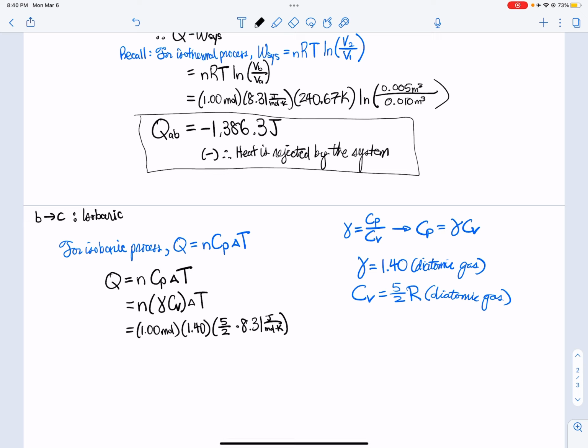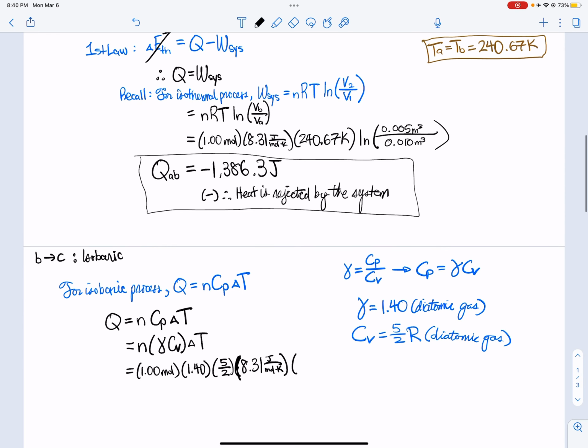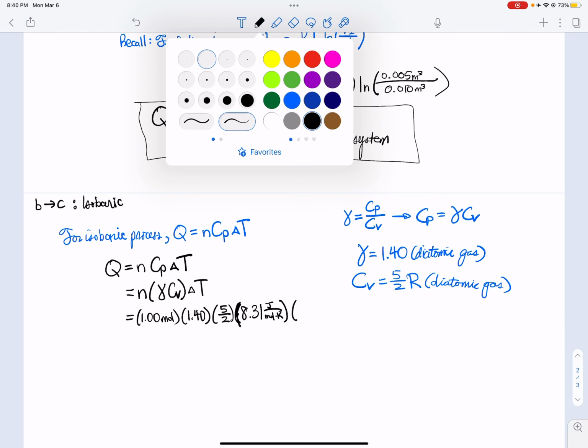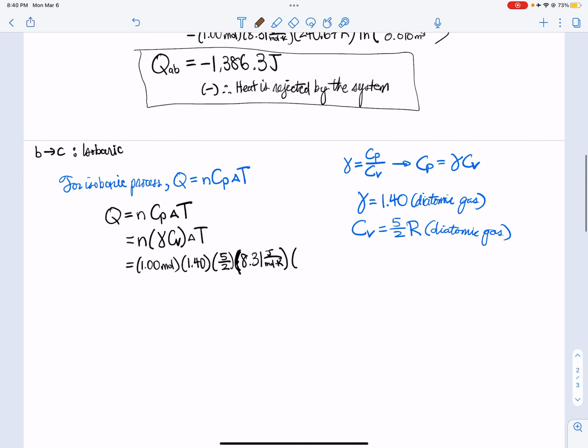And you should already know the value of R at this point, right? You should have that already. Delta T, what is the temperature at C? Actually, we don't know the temperature at C. So let's do a side mission. We know the temperature at B. We don't know the temperature at C right now. So side mission number 2. Okay, this was side mission number 1. Now it's side mission number 2.